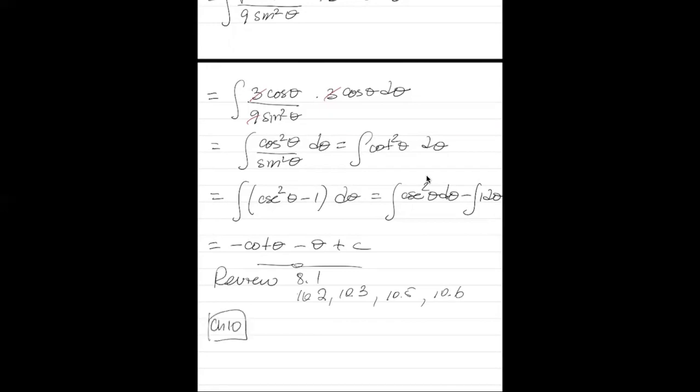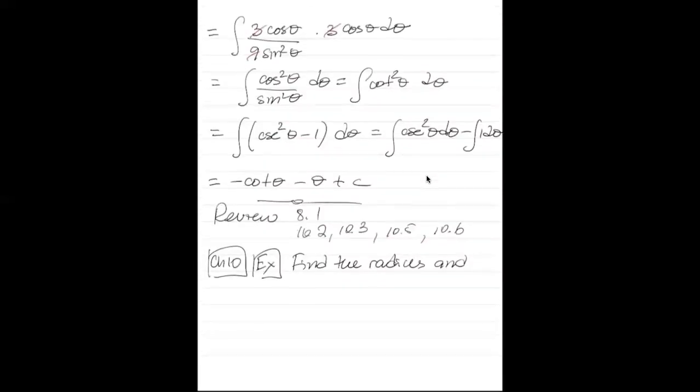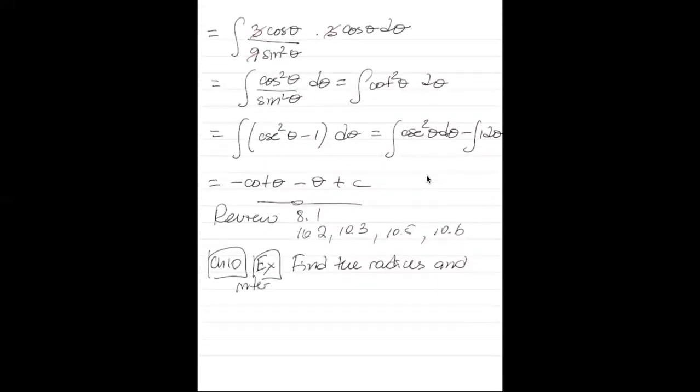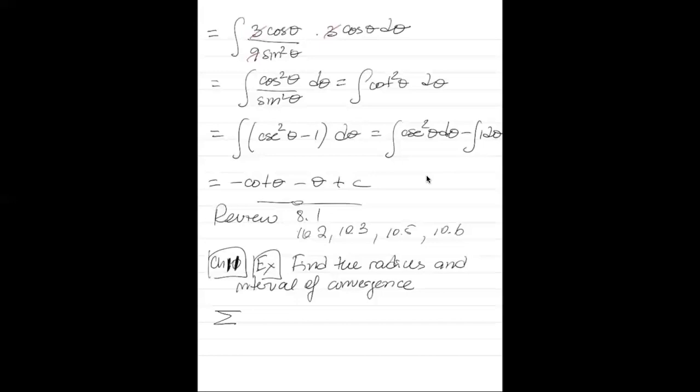I have an example from chapter 10 here, where you have to find the radius and interval of convergence. Okay, I think that's chapter 11. Yeah, this is chapter 11. All right. I have this series, it's alternating, and n is from 0 to infinity.